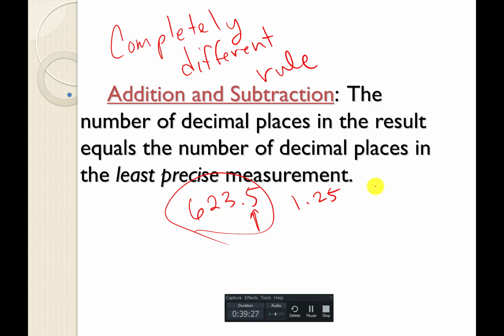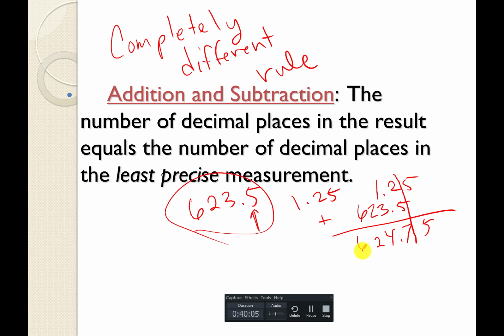Here's how I like to look at this. I always like to add these up vertically. Okay, so I like to put 1.25 plus 623.5. All right, here's what I like to do. I like to look at my number with the least decimal places, which is this one, and then I like to draw a line down to the right side of that decimal place. Okay, this tells me that my answer can only have digits up to the tenths place. Okay, so what I do is I add all of these together. I get 5, 7, 4, 2, 6.